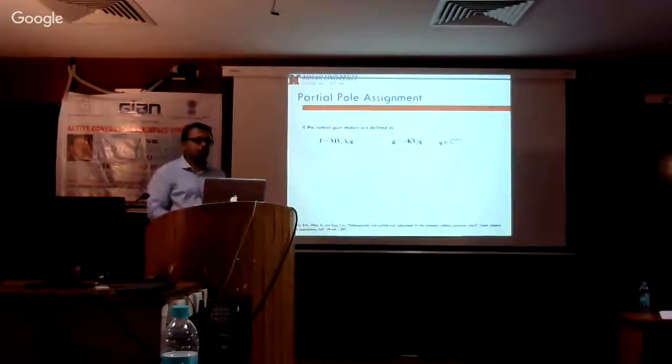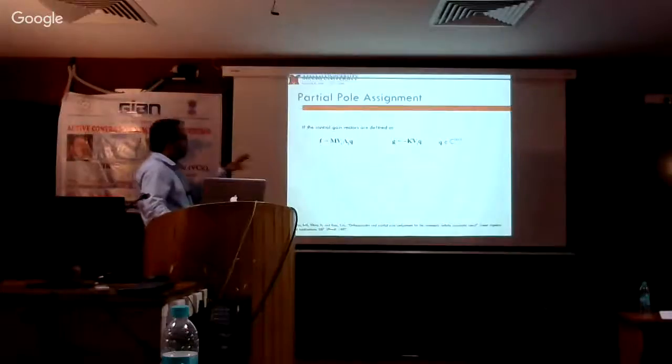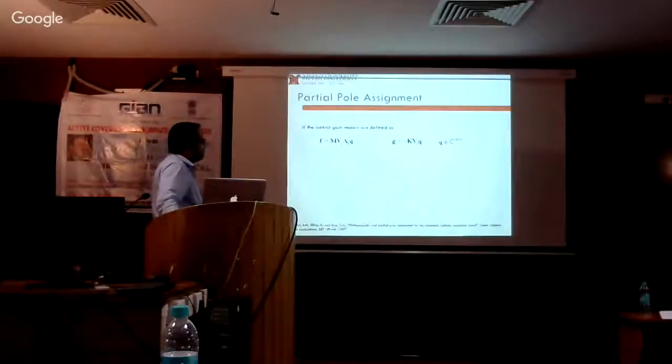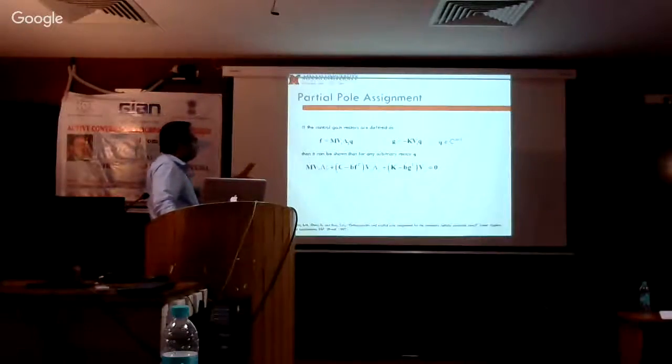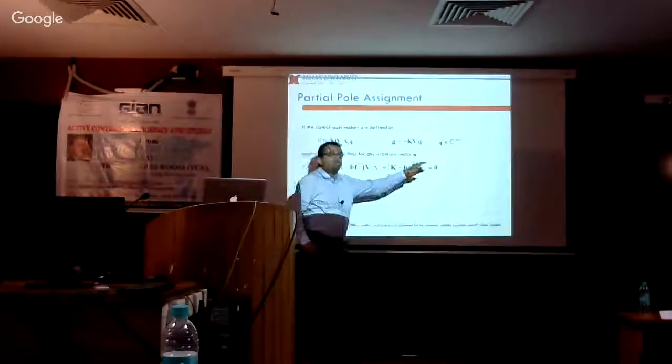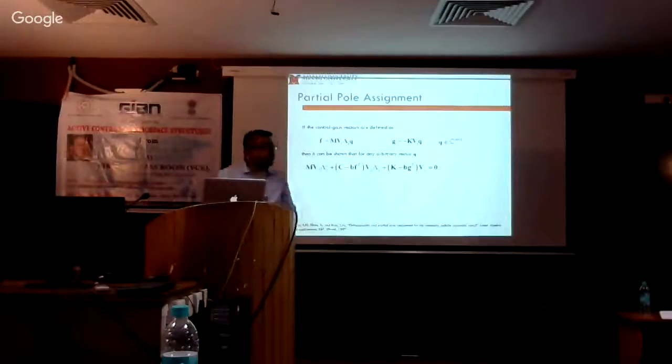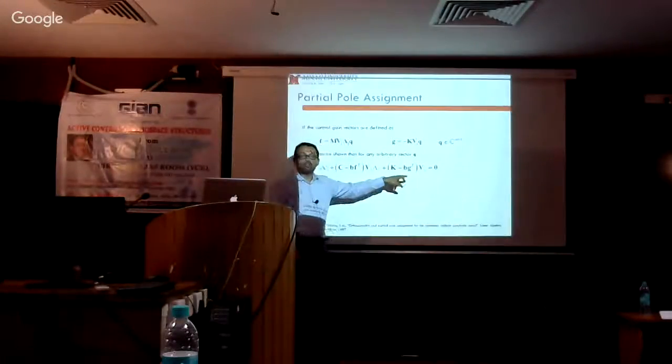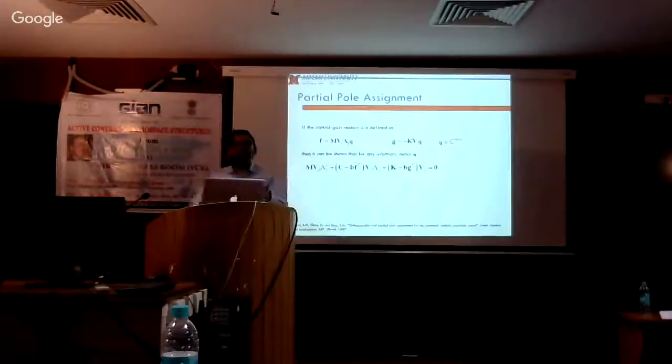So if F and G are in such form and Q is a vector of dimension m by 1, then it can be shown that for any arbitrary vector Q, this expression will go to 0. What does this expression mean? That all the contribution of the unaffected poles will go to 0 in the control system. So this is the condition of no spillover.